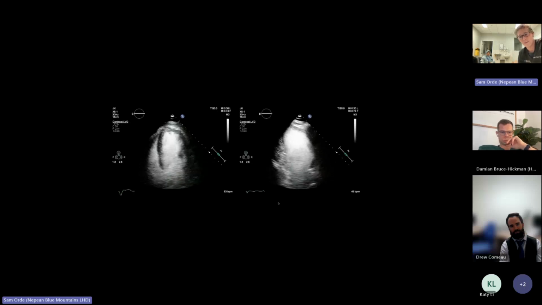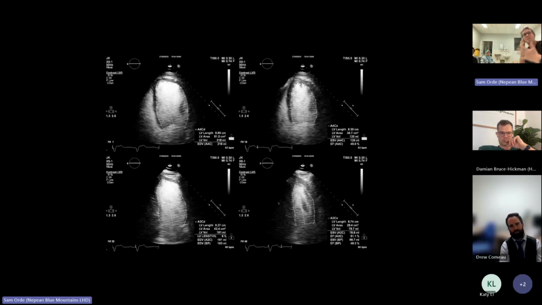And what makes it a lot easier is contrast. That's another way of trying to improve your reliability of doing your Simpson's biplane, measuring your volumes, measuring your ejection fraction, trying to find regional wall motion abnormalities. So this, you can say with a lot more certainty where that endocardial border is if you're using contrast. And so we get these kind of measurements.